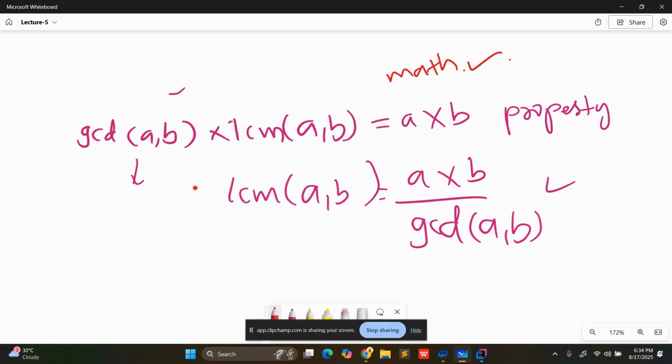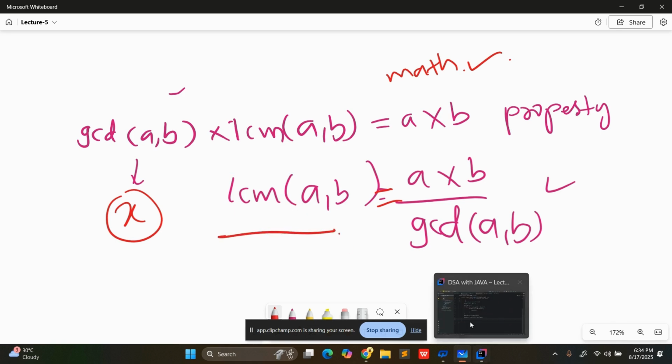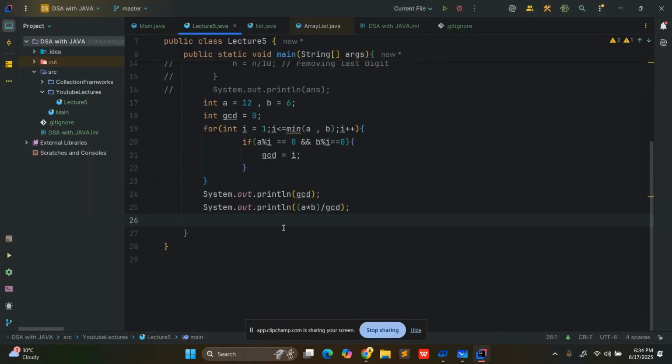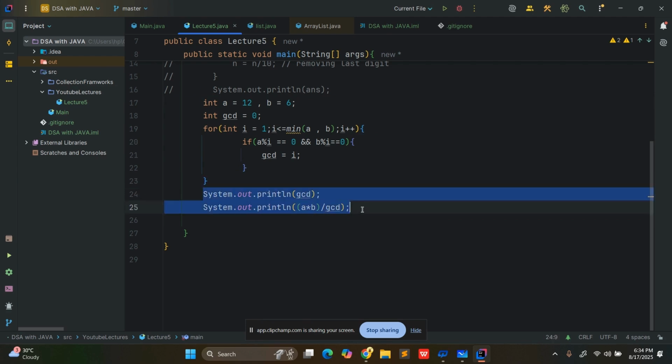Let's say we know how to get the GCD of a comma b, right? So it's very simple. What I can do is push my GCD to the right-hand side, so it will be dividing a into b, and we can simply find the LCM of a comma b. So let's code it up. Yeah, this is the code for the GCD and LCM. If you found the GCD, you can simply find the LCM.